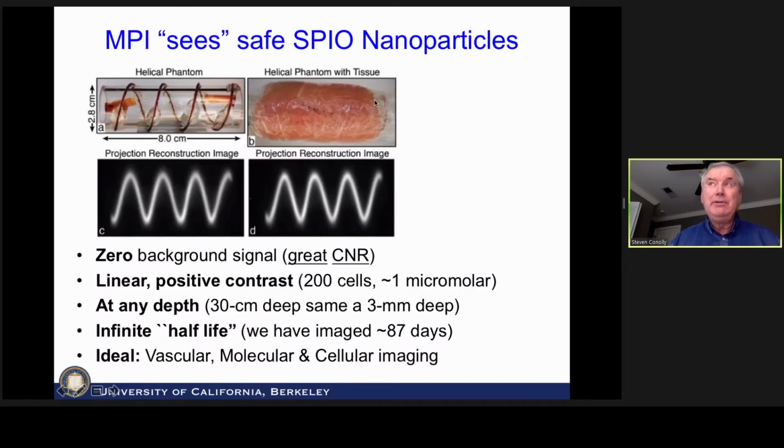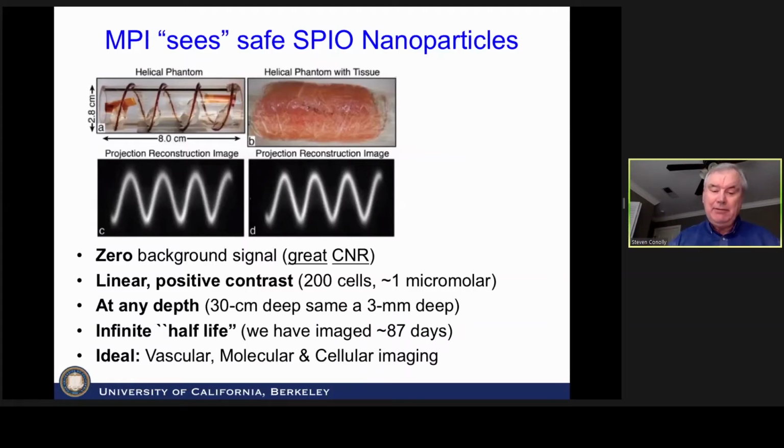And then we redid this with the entire phantom surrounded by tissue. We didn't have to subtract. We didn't have to do any algorithms because that tissue is invisible. Totally invisible, and you get an almost identical image. So there's zero background signal in MPI. You get a linear positive contrast, totally quantitative at any depth.